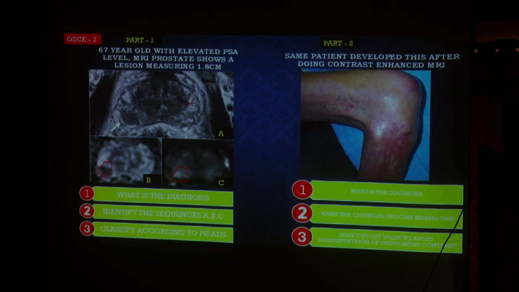The chemical phenomenon is known as transmetallation. Okay, because of transmetallation, there will be release of the ligands. These ligands will precipitate fibrosis. There is no definite treatment for nephrogenic systemic fibrosis, so better is to avoid contrast. So what is the best cutoff below which you should avoid giving this gadolinium based contrast? What?